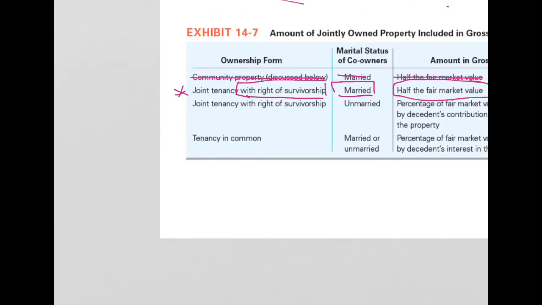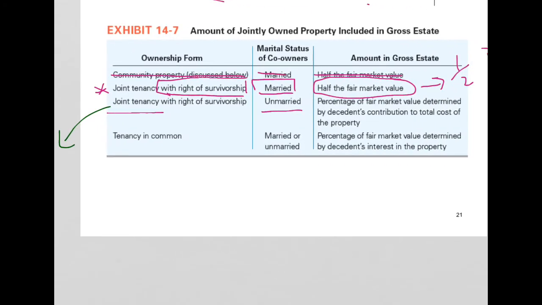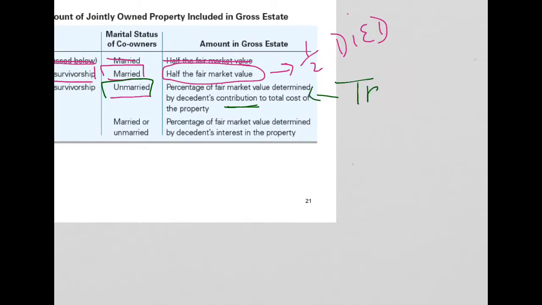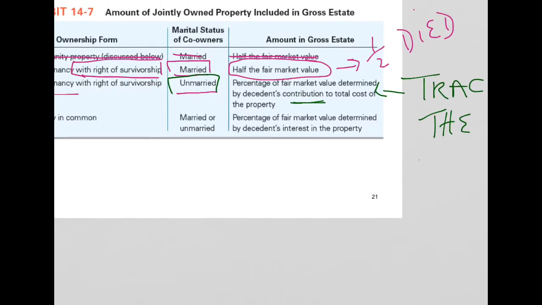That's the tax law for married couples, which is not like when the joint account is for unmarried couples. In that case, it's going to be based on the percentage of the contribution. Where did it come from? Who started the account? So again, this is with unmarried individuals, and it's going to be based on tracing where the money came from, tracing the dollars to whom they belonged originally.